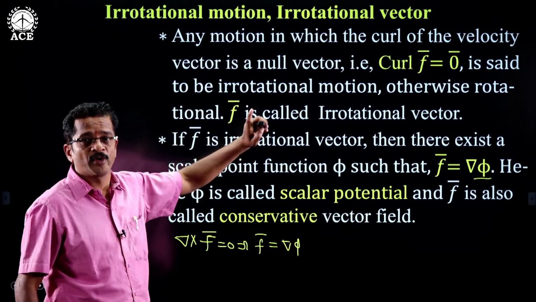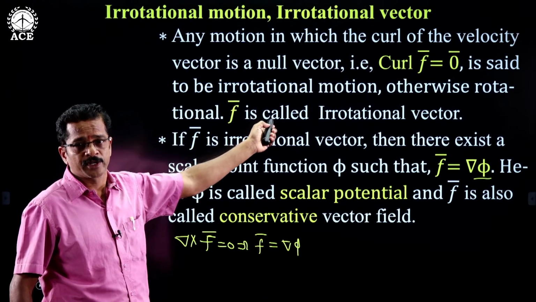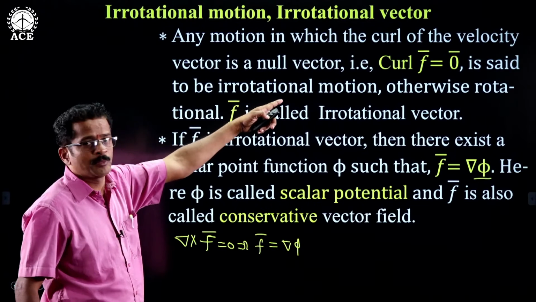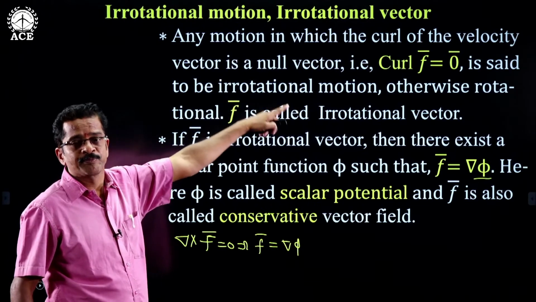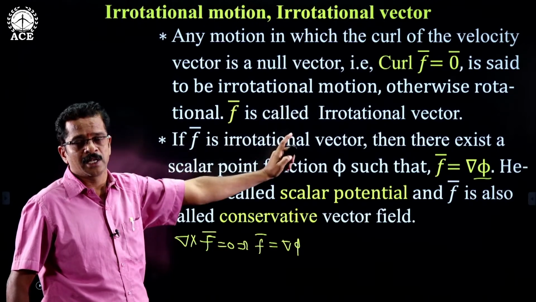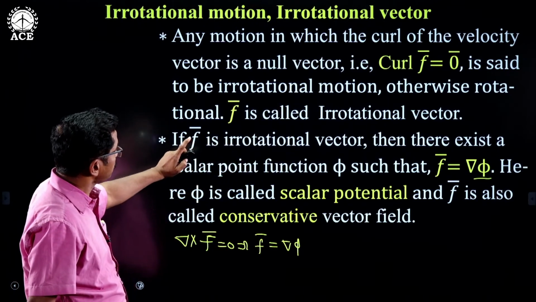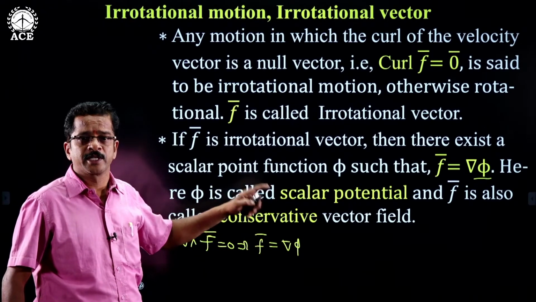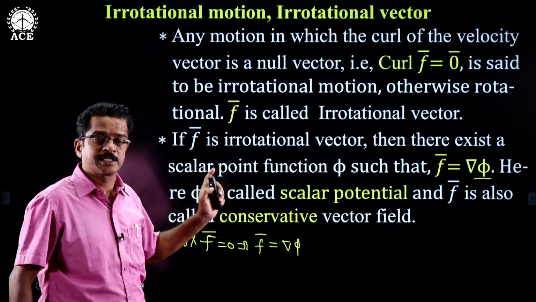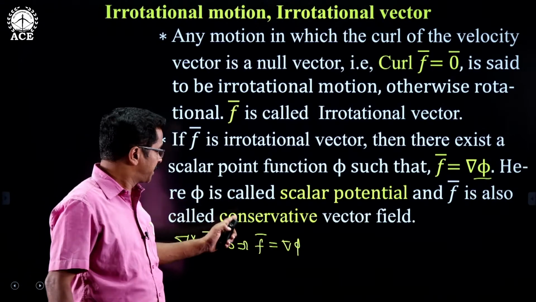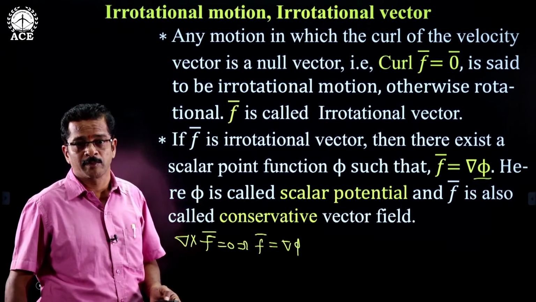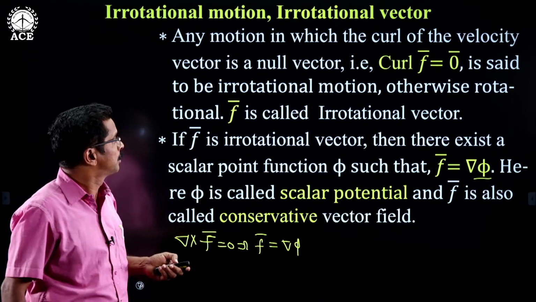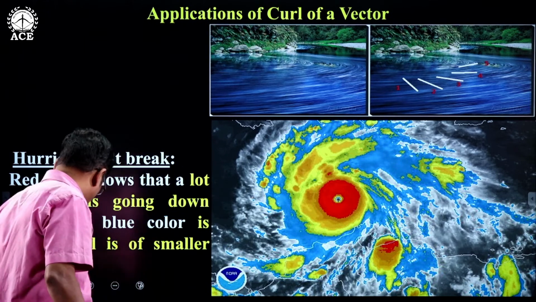What is an irrotational vector, what is irrotational motion, they may ask as short answer questions. Please be aware of this. When curl f bar is equal to 0, the motion comes under irrotational motion, otherwise it is rotational motion. In such a case f bar is said to be an irrotational vector. If f bar is an irrotational vector, then there exists a scalar point function phi such that f bar equals del phi, and phi is said to be the scalar potential. And f bar is said to be a conservative vector field. Next, these are the applications of the curl of a vector.